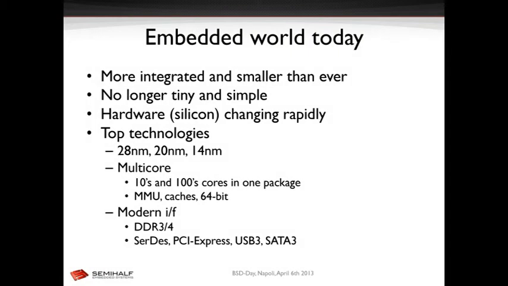So, how does the embedded world look today from a very high-level perspective? Everything is more integrated and smaller than ever. We've got physically smaller chips, but they contain more and more stuff in them. For example, they are using the top technologies in terms of silicon production. We go down to 28, 16, 14 nanometer; there are chips already manufactured in these technologies and being delivered and shipped.